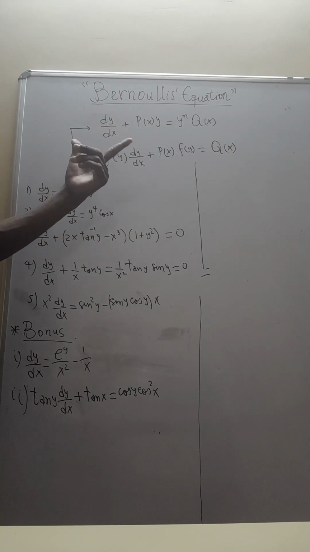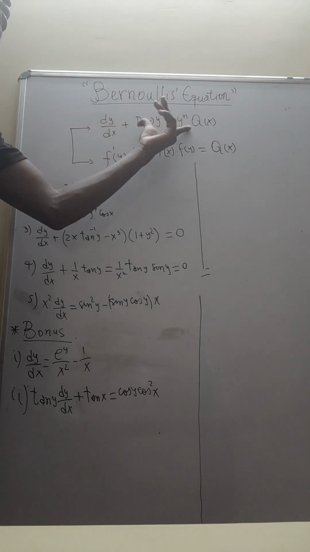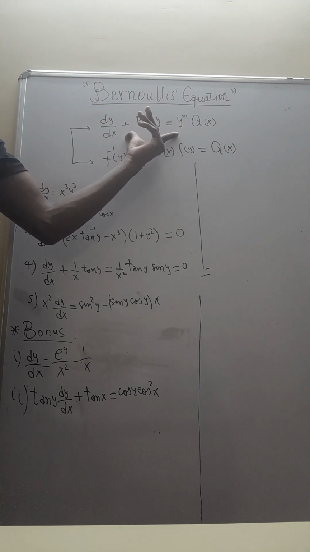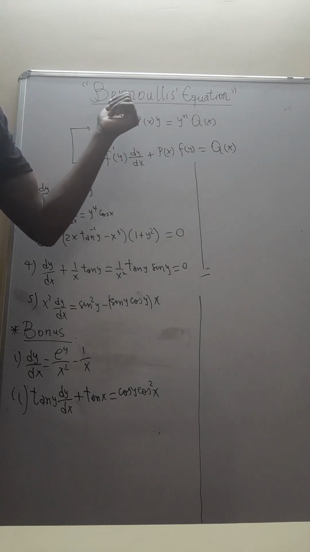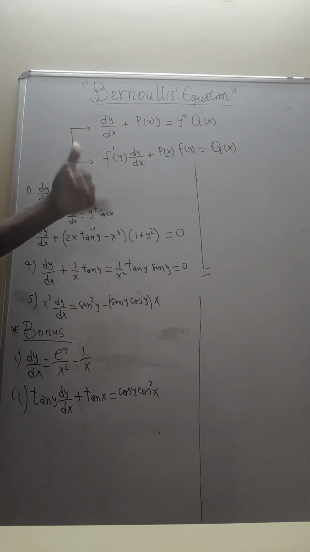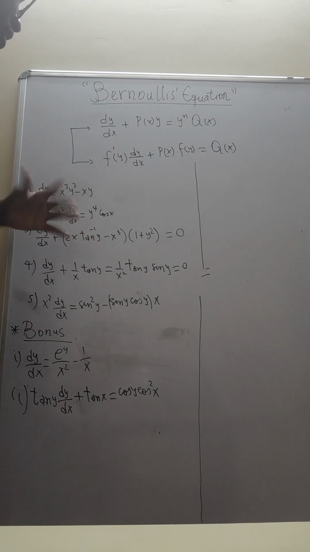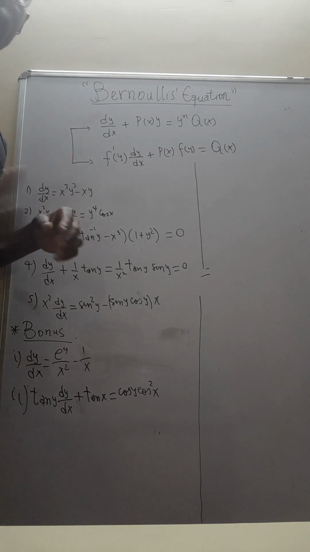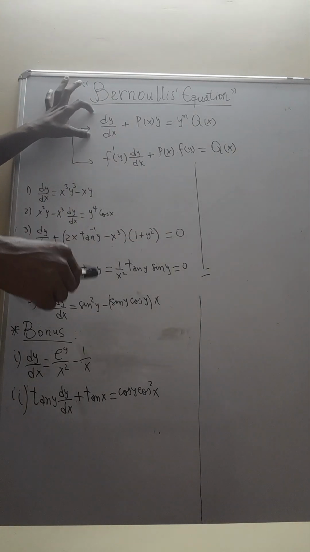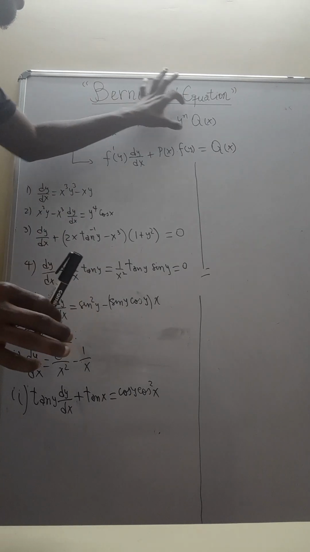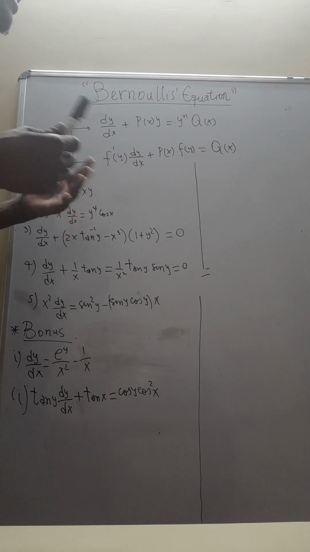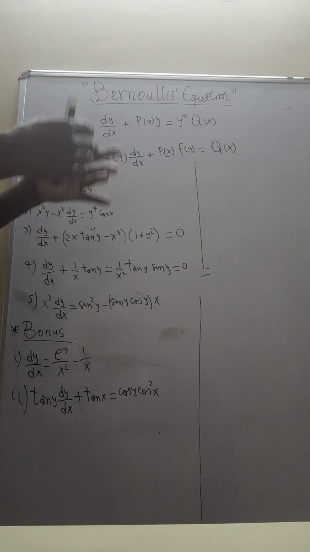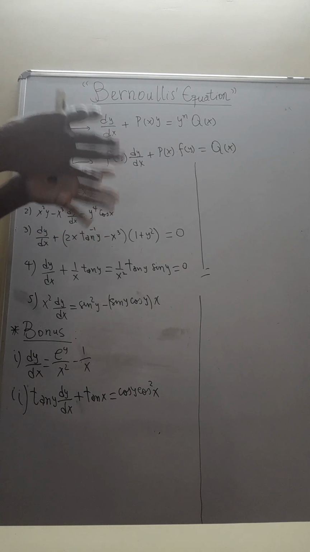And they are presented in this form. This is the form of Bernoulli's equation. We are going to see how to reduce this Bernoulli's equation into a linear differential equation. Then we are going to solve some of these exercises, just some, because some will remain for your practice. Any differential equation that can be reduced in this form, I can call a Bernoulli's equation. It's a differential equation that can be reduced to a linear differential equation.